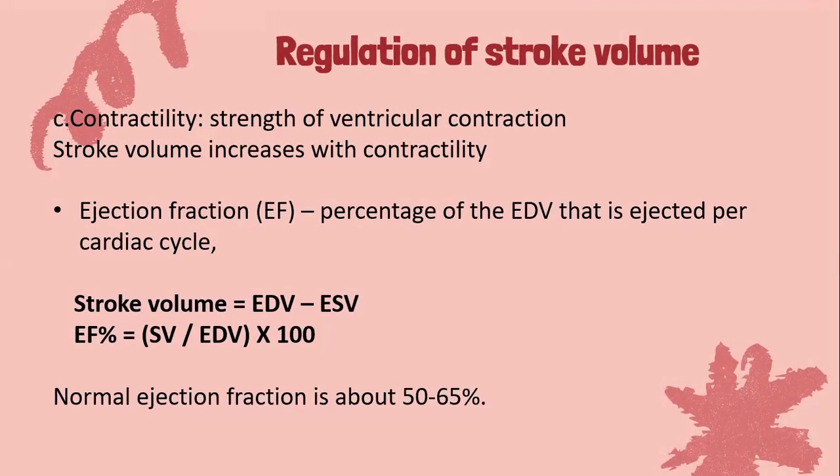So, the third factor is contractility. Contractility is the strength of ventricular contraction. When the contractility increases, stroke volume also increases.